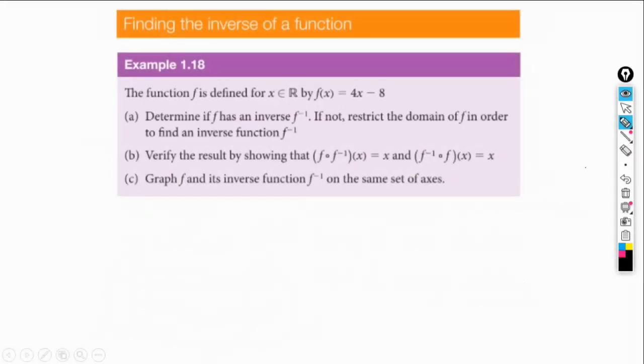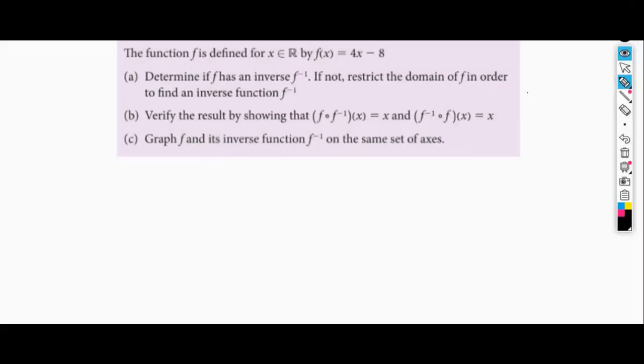Now we're going to learn how to find the inverse of a function. We're going to start with example 1.18. It says the function f is defined for x belonging to all the reals by f of x equals 4x minus 8. Part A: determine if f has an inverse. If not, restrict the domain of f in order to find an inverse function.